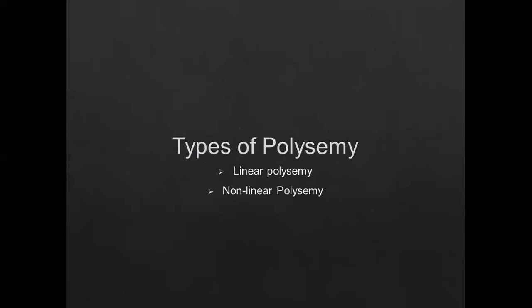Number two is conjunction reduction. Here is Ali and Muntaha. So Ali and Muntaha means their relationship, uncle is from the mother's or father's side. There is a polysemy, sir. There are two types of polysemy. Number one is linear polysemy. Number two is non-linear polysemy. So next slide.